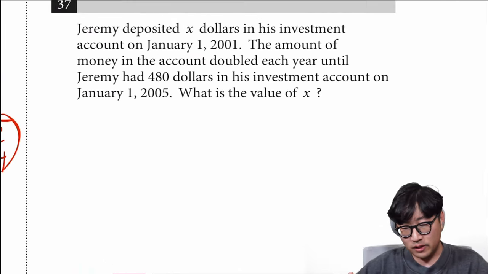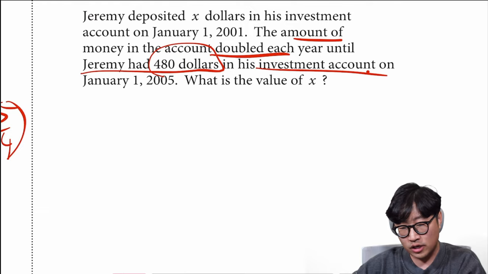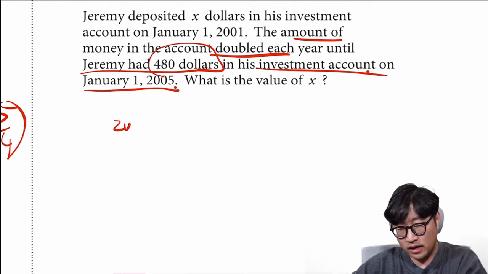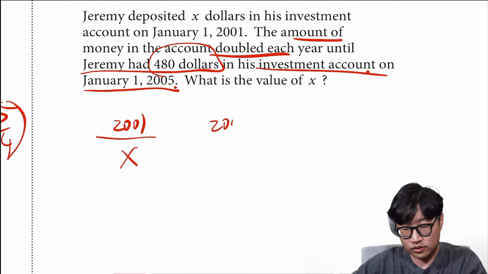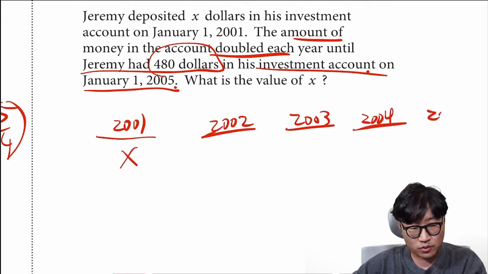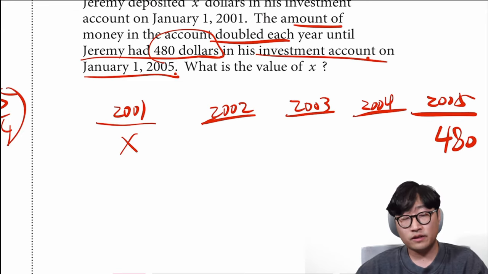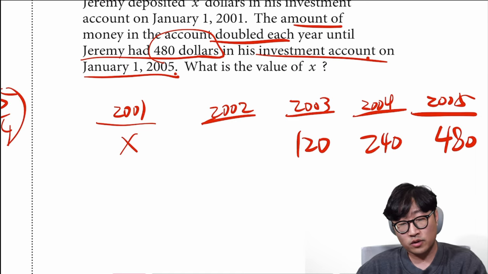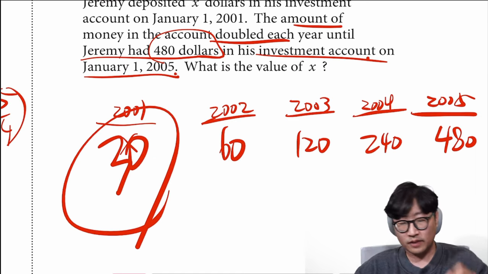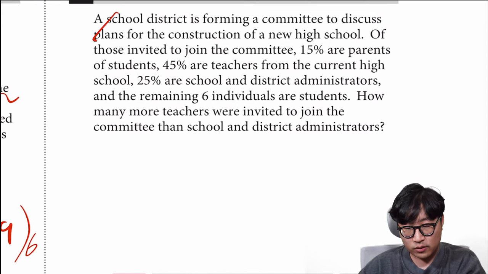Number 37, Jeremy deposited x dollars, whatever, cool story, bro. The amount doubled each year until Jeremy had 480 in his investment on January 1st, 2005. So 2001, we started with x. 2002, 2003, 2004, and 2005, he's got 480 then. What is the value of x? Well, it doubled every time. So just go backwards, divide by 2 every time. That should have been 240, that should be 120, that should have been 60, that should have been 30 right there.